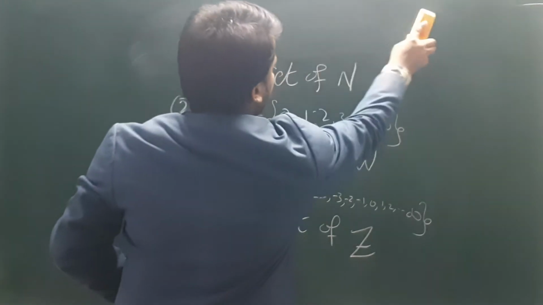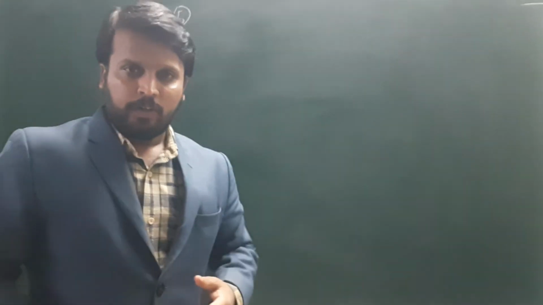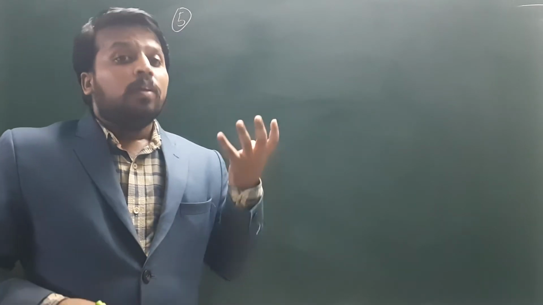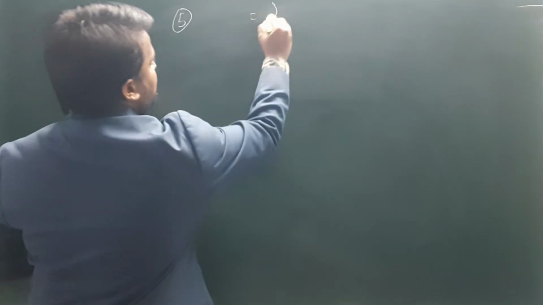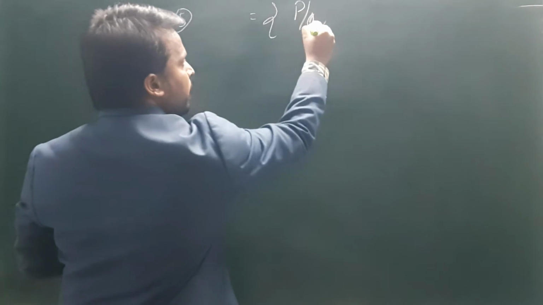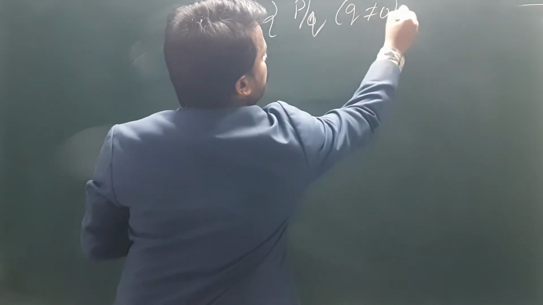Next, the next type is rational numbers. After integer numbers, we learn about numerator and denominator, right? That is what we call fractional numbers, right? So whenever we write the set in the form of P by Q, where Q will never equal 0.